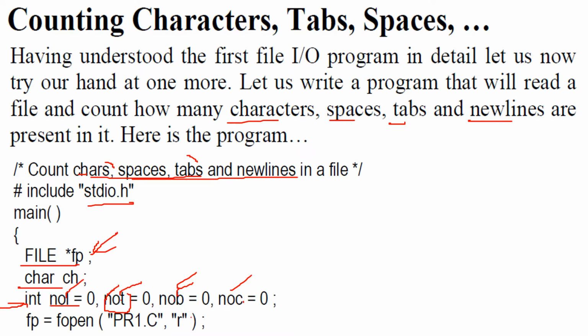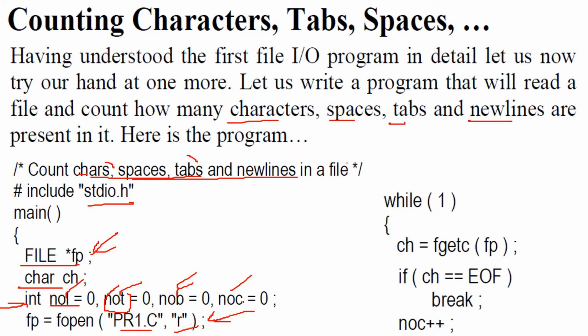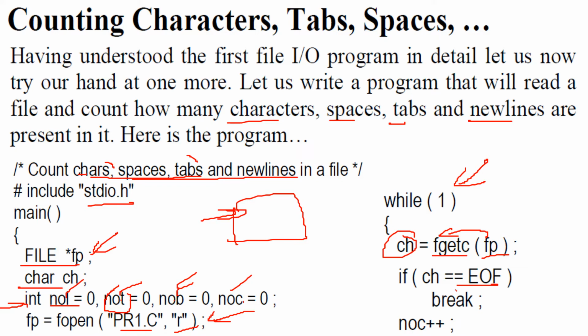So now the main concentration of ours is opening a file, fopen. We are opening a file called pr1.c in read mode, and after that we are using an indefinite loop. We are getting a character from this fp, that is fp is now pointing to the first character of the file, and we are using fgetc, and every time we check for end of file. If end of file is there, we break.